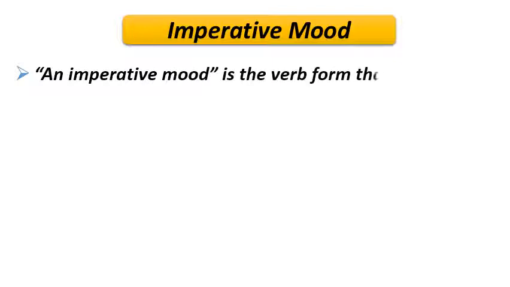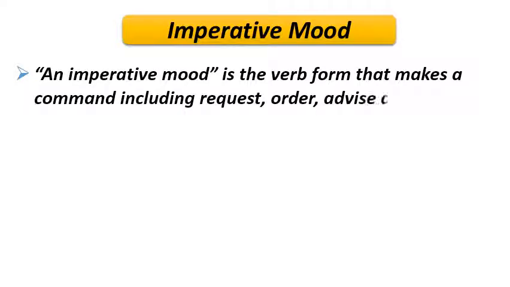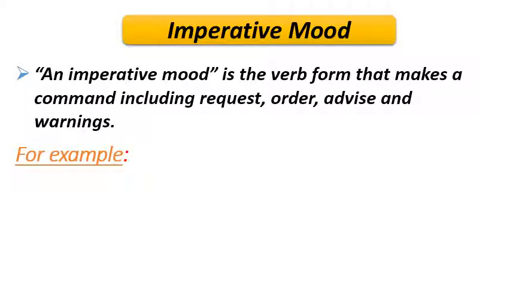So now let us have a look at the sentences that express condition and how we can transform such sentences using the imperative mode. Now there are certain sentences which are in the imperative conditional form, this means that they are not only expressing a condition but part or some section of the sentence is in the imperative mode. So first of all, let us see what is the meaning of imperative mode. An imperative mode is the verb form that makes a command, including request, order, advice and warnings. So now let us see a few examples to clarify this.